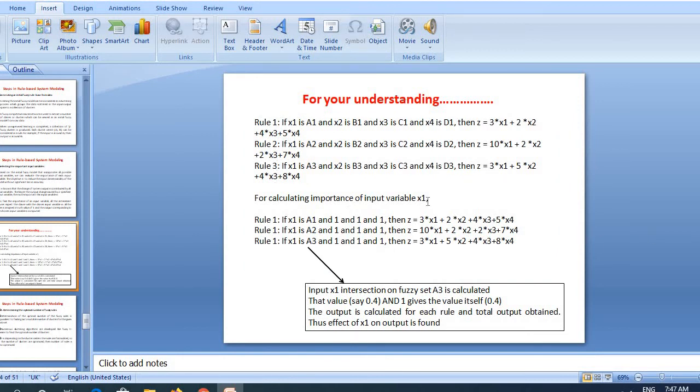Now, for calculating the importance of variable x1, you make all the others except x1's part as 1. So when you AND it, it is equivalent to just x1 is A1. If x1's impact needs to be found, for example, for this rule, if you have falsified this and made the value 0.4, then this whole rule gives a 0.4 value. Then the output can be calculated for each rule, and the total output can be calculated. Then how much effect x1 has on the output can be found. Similarly, for all the other inputs x2, x3, x4, it can be calculated.